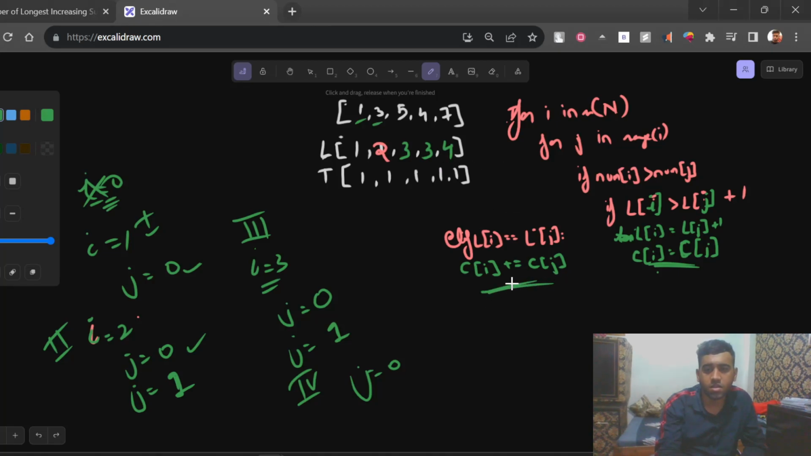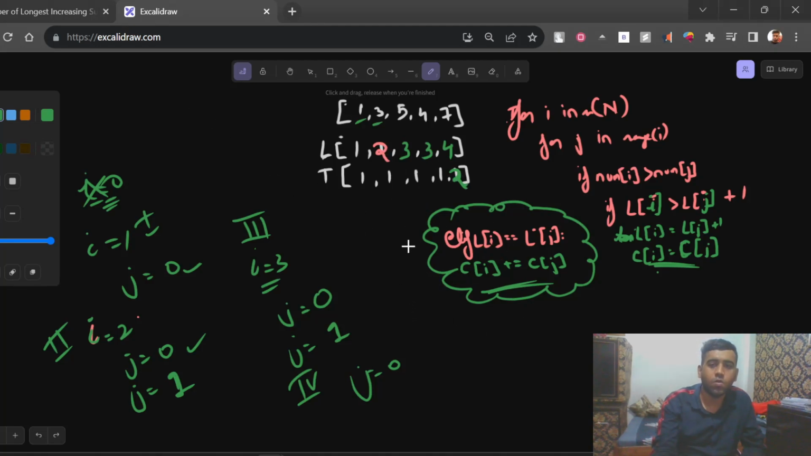So this time this condition will be executed for the first time. And what is going to be done in this? Only we will add C of I with C of J. So C of I, 1 plus 1, this will be replaced by 2. Now we are done. Now we are almost done. The only part which is left is this.